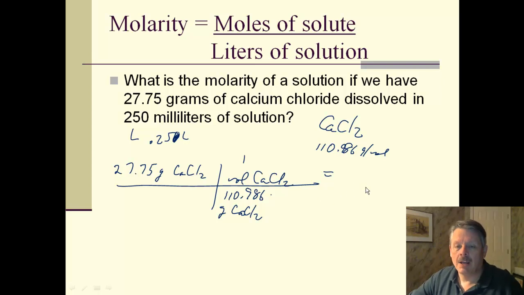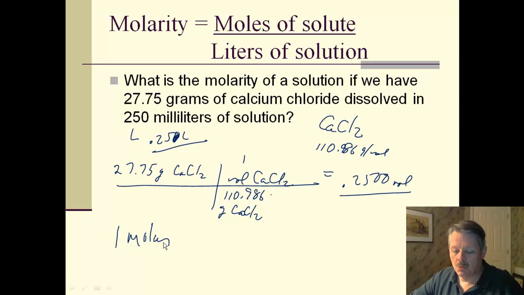Sorry, had to find it because I've already done a 0.2500 moles. Well, if I have 0.2500 moles and I divide it by 0.25 liters, guess what that gives me? That gives me 1 molar. That gives me a 1 molar solution. So that one was really easy.